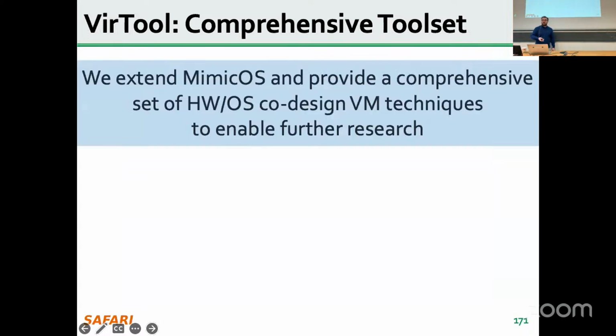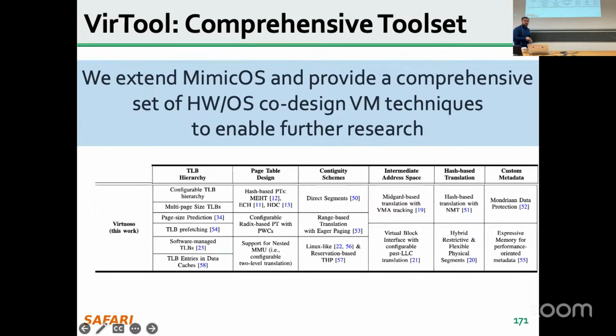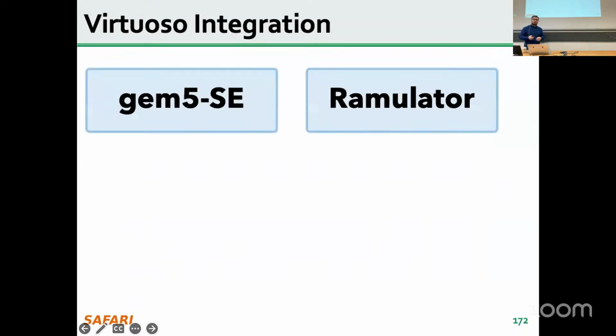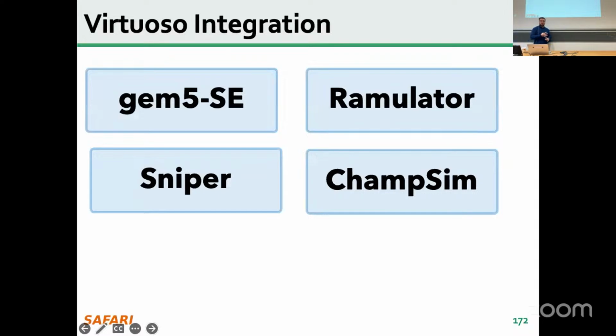We also built Virtuoso, which is a comprehensive tool set that contains multiple hardware-OS co-design virtual memory techniques to enable further research. You can find more in the paper. We integrate Virtuoso with 4 simulators: the emulator, Sniper, SST, and the gem5 version, which doesn't use full system execution. It uses a system-call-only execution mode, where you don't actually simulate the whole operating system.